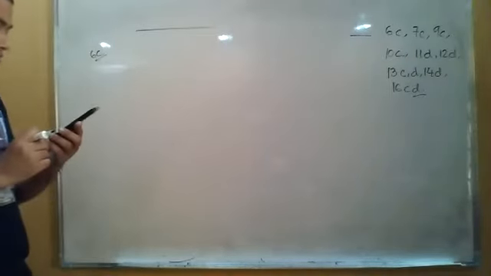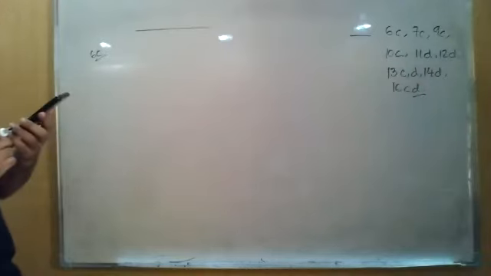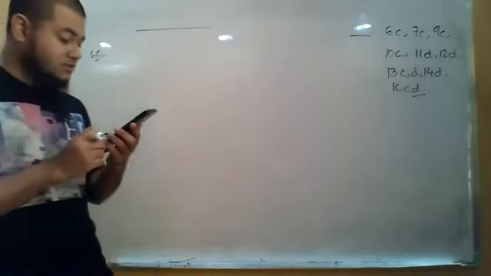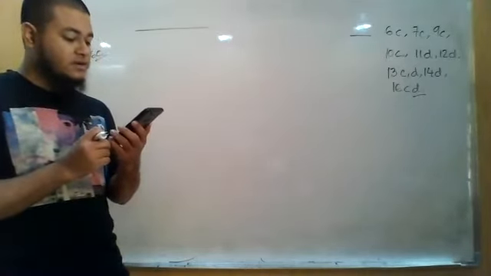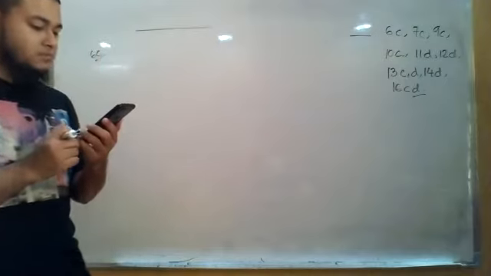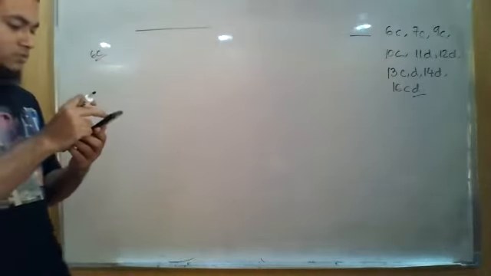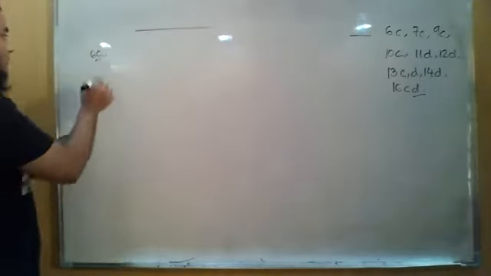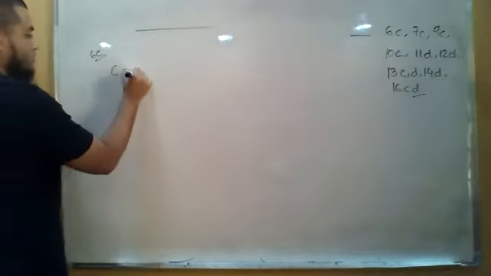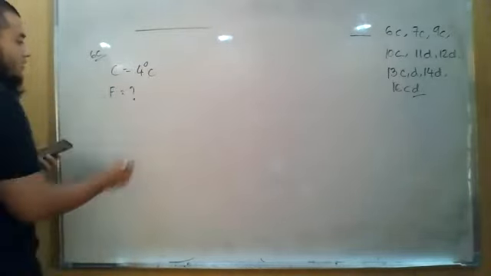Bismillahirrahmanirrahim. So question number 6, we can see that there is figure A and figure B. In C, they are asking to find out the value of temperature of object B in Fahrenheit scale. If you zoom to object B, you will see that the temperature is given as 4 degrees Celsius. You have to convert this into Fahrenheit scale.